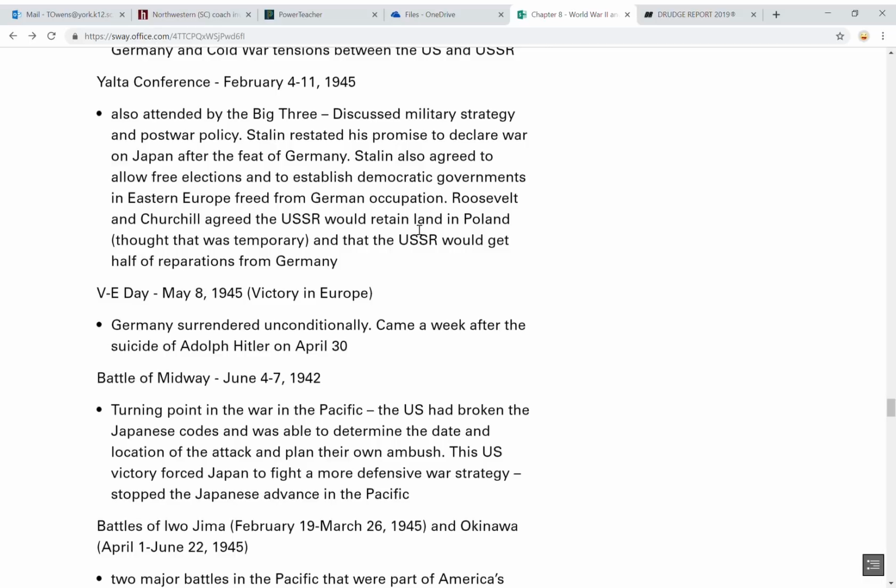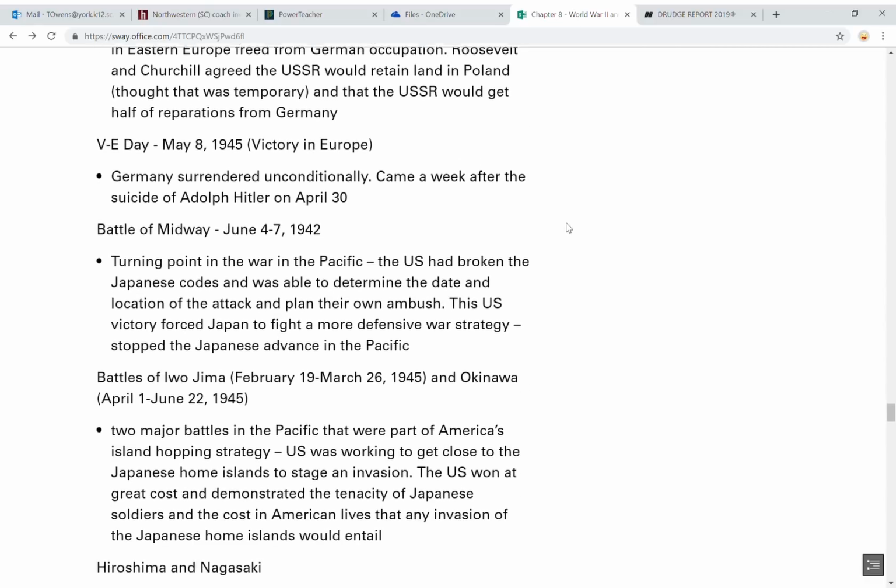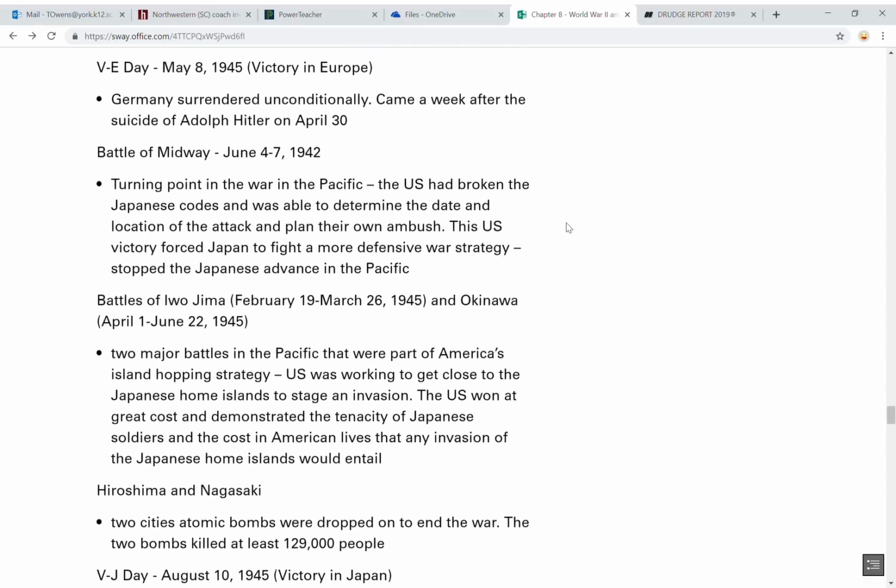Roosevelt and Churchill also agree that the Soviet Union would keep land in Poland. Again, they think this is temporary, and Stalin's not thinking that at all. And reparations were discussed too. So the end of the war is right there, and on May 8th, 1945, Germany is going to surrender.